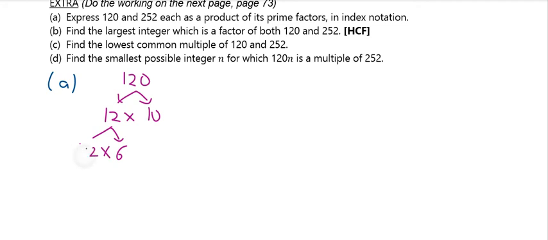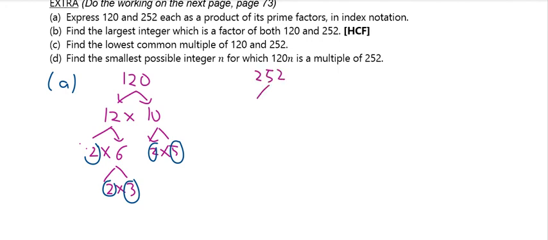Okay, let me just rip this off, and then here 6 is 2 times 3. So I will take this one, and this one for the prime factors, and for the last one will be 2 times 5. So I will take the prime factors. Okay, and then for 252, I will just try to divide this by 2.